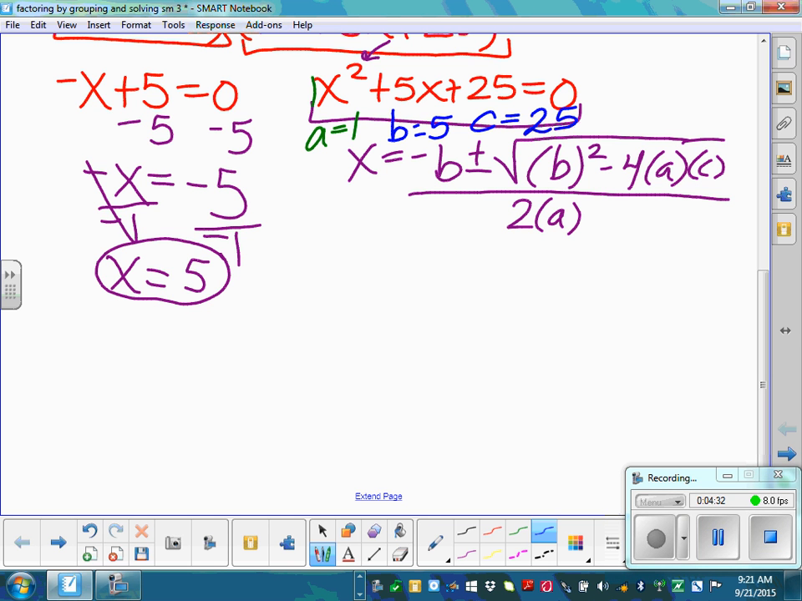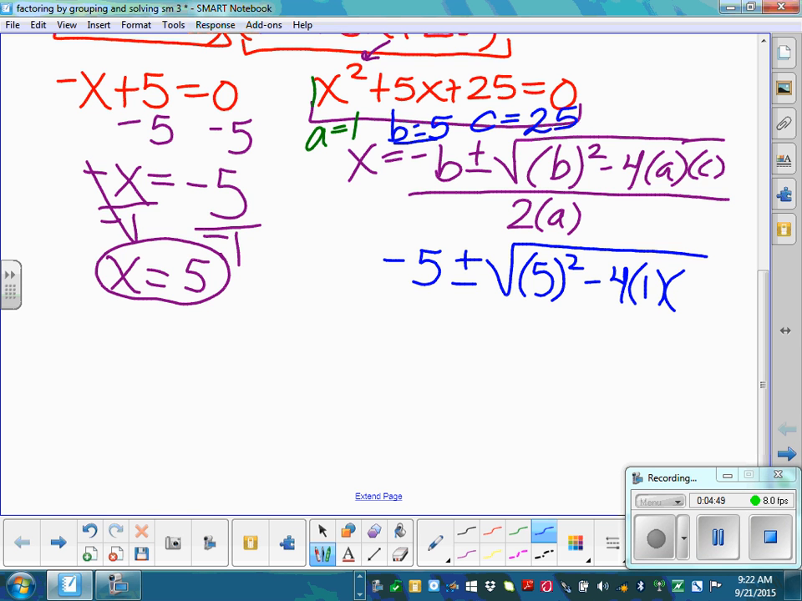So plugging it in, we're doing the opposite of b here. So the opposite of positive 5 is negative 5. So we have negative 5 plus and minus the square root of b squared. B is 5, so 5 squared minus 4 times a is 1, times c is 25. And that's all over 2 times a, and that's 2 times 1, right? Keep going. Let's keep going.